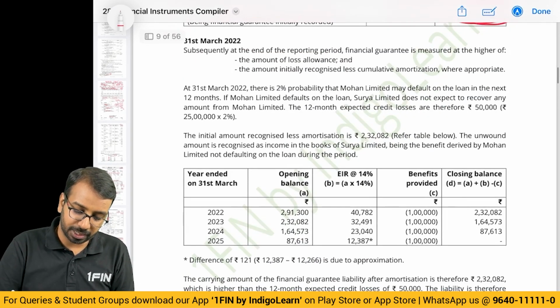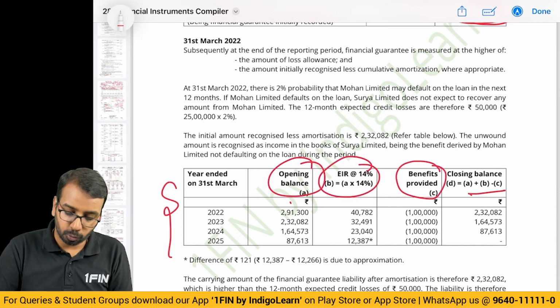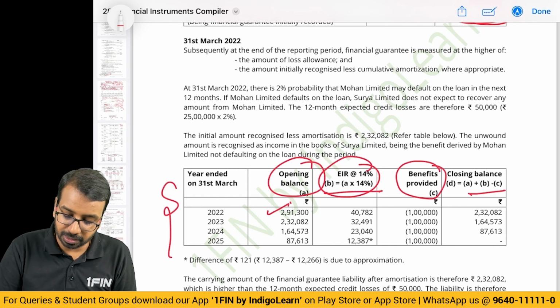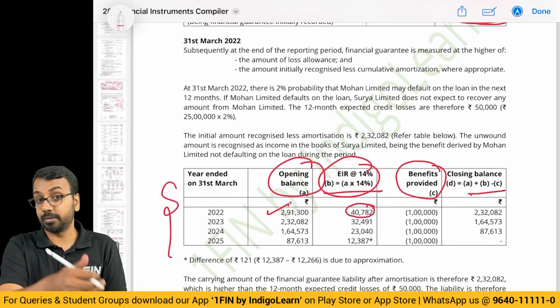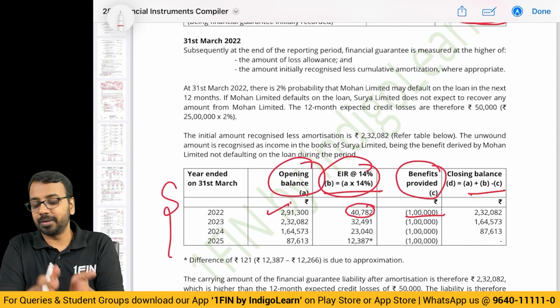We prepare an amortization table of this liability: opening balance, interest at 14%, benefit provided, closing balance. Opening balance 291,300. What is this interest? It increases the liability because you have discounted. What is the benefit provided? Interest saving is 1 lakh. That is the benefit that the subsidiary has received.